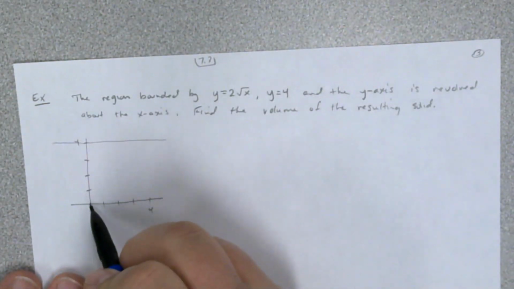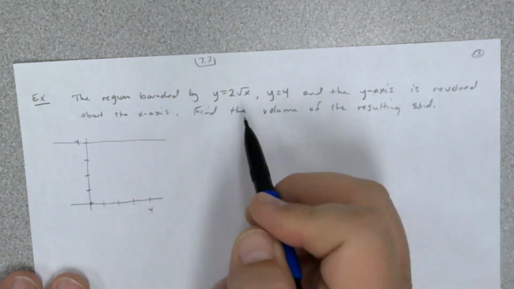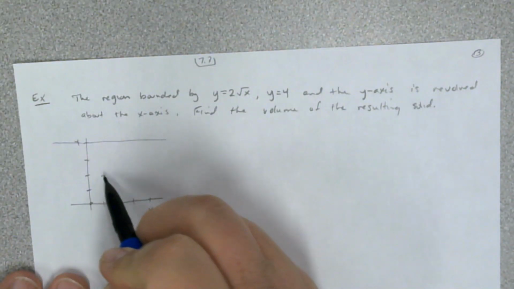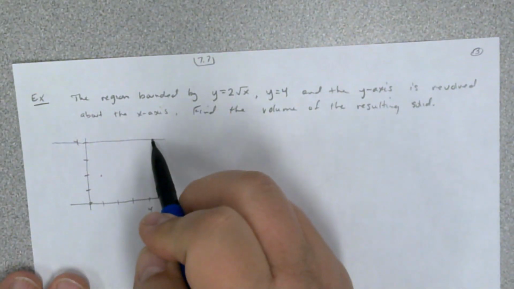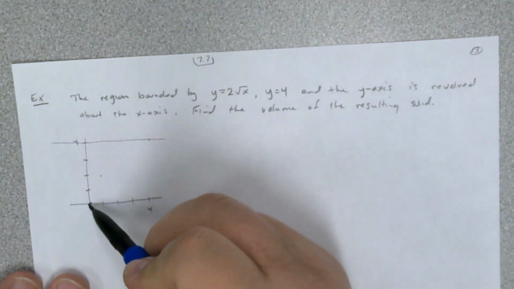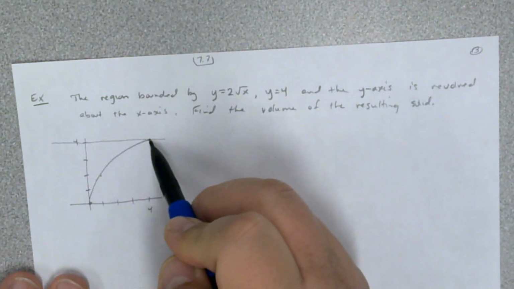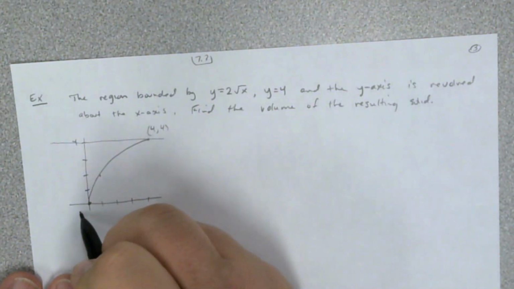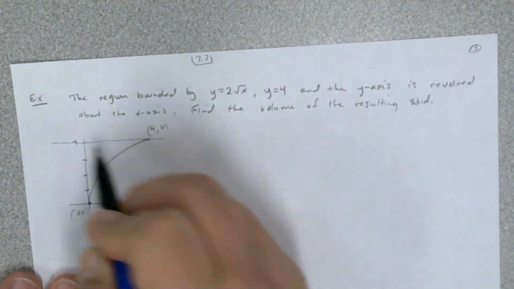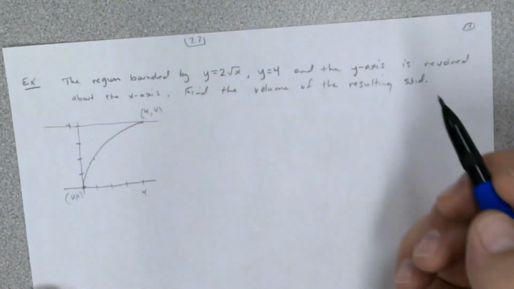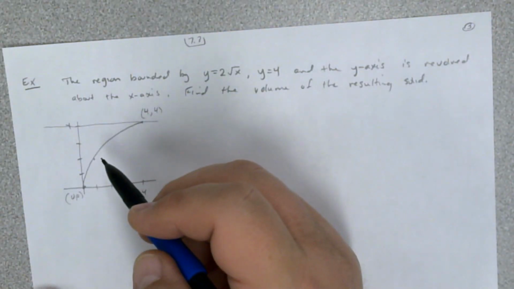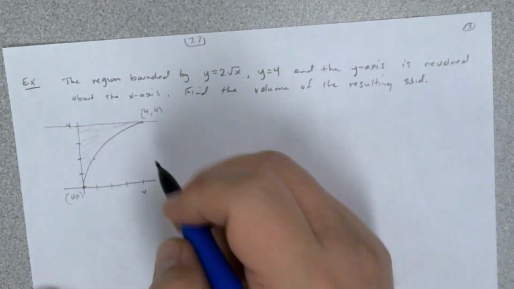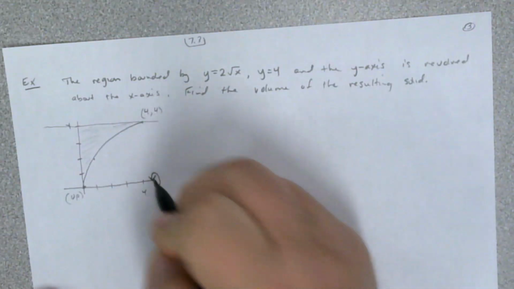So at 0, we're at 0. And you can go up the line here and figure this out. 1, you're going to be at 2. And if I plug in 4, I'm going to be at 4. So I have this curve that does that. This point up here is 4, 4, 0, 0. And we know that's 0, 4. And this is my region. Okay, this is the area, this is the base that I'm going to revolve about the x-axis.